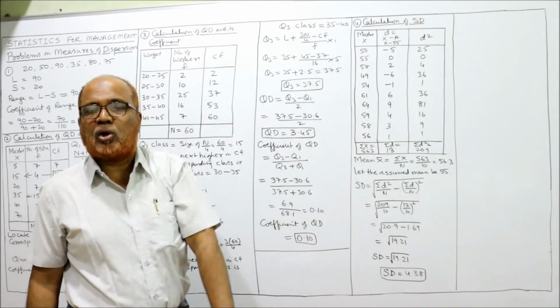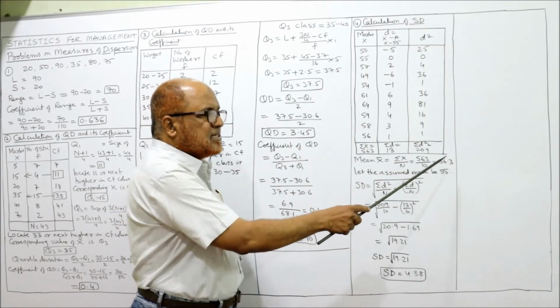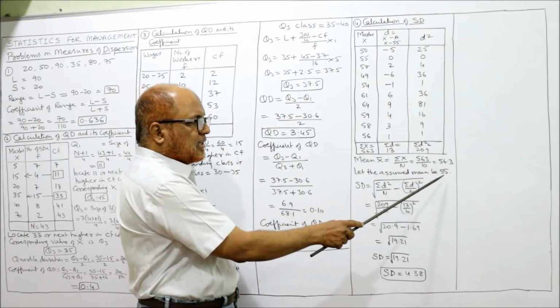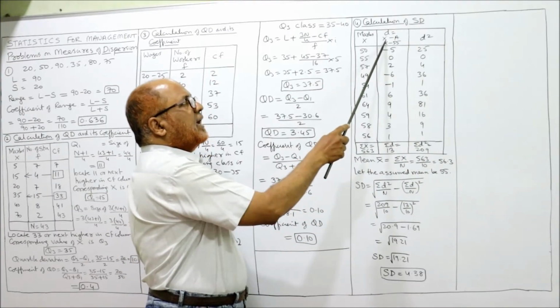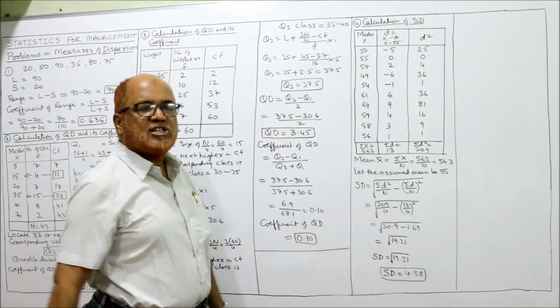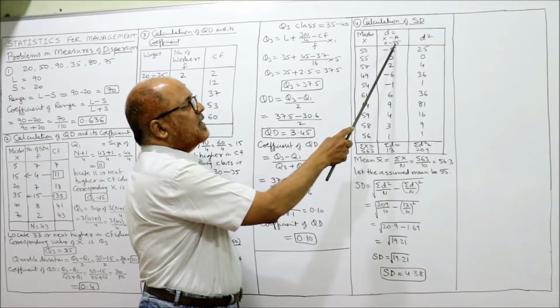In the beginning itself, you should not draw these columns. In the beginning, only draw the X column, find the mean, see whether it is in fraction or whole number. If it is in fraction, take the assumed mean. D is equal to X minus A. X values are here. A is the assumed mean. What is the assumed mean I have taken? 55. So X minus 55.